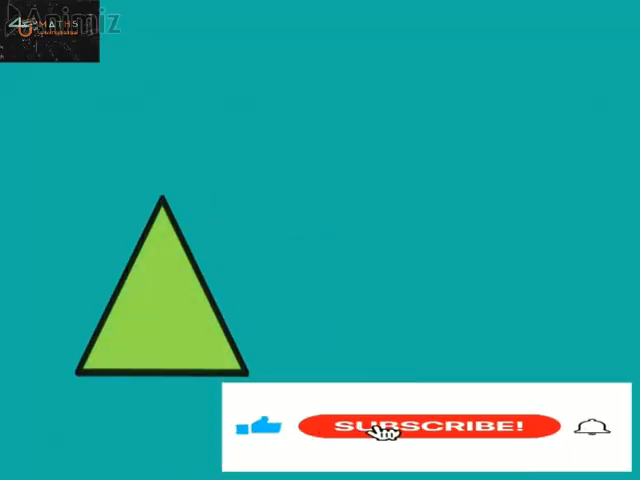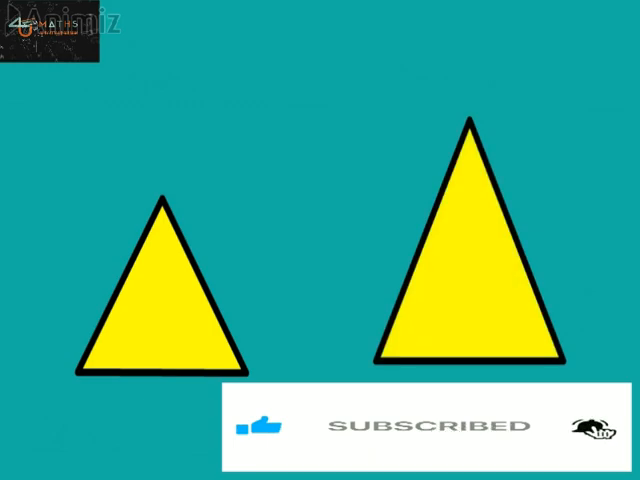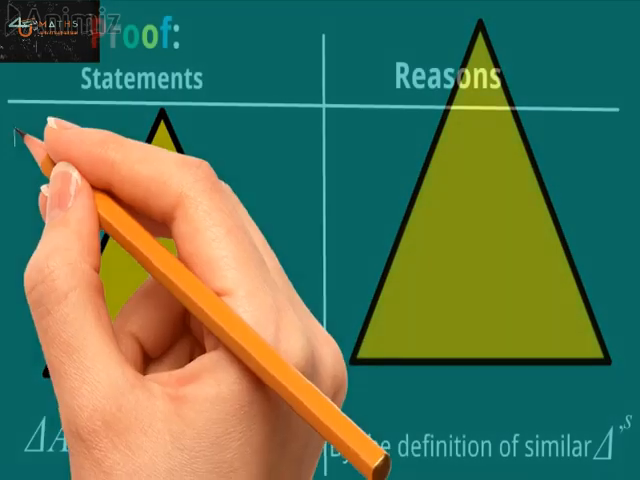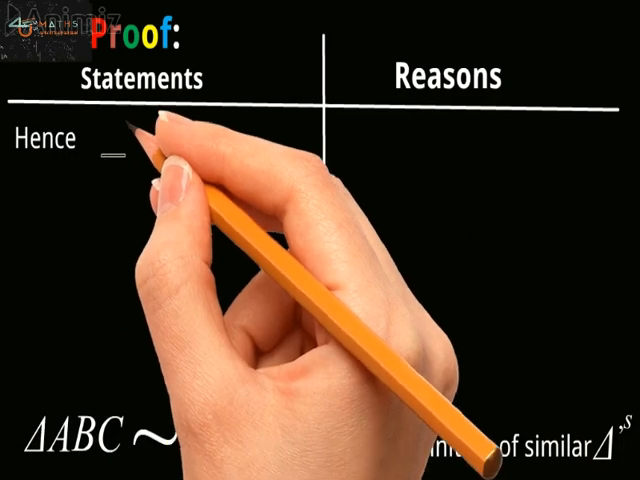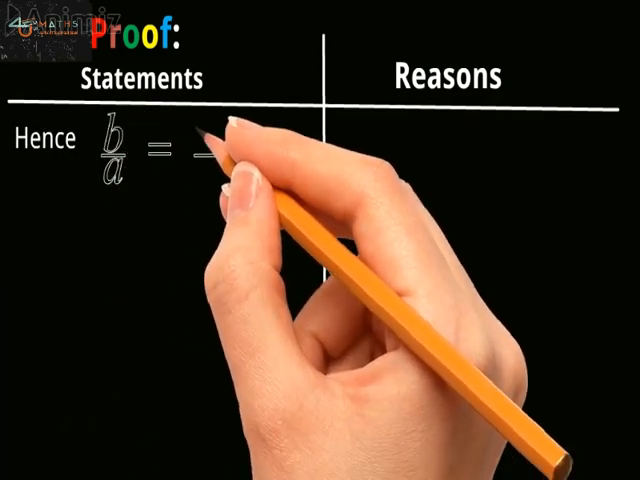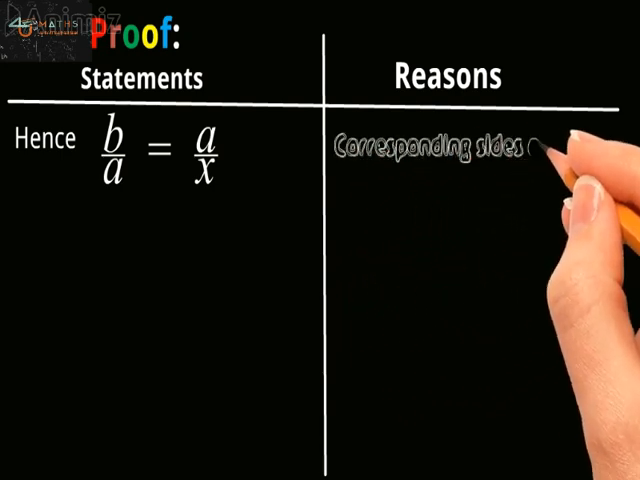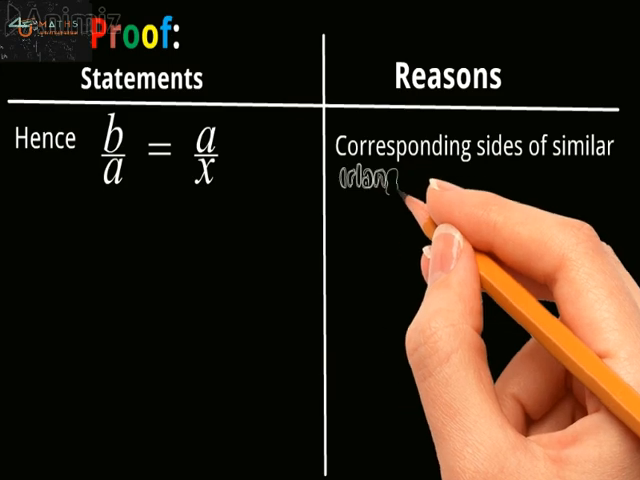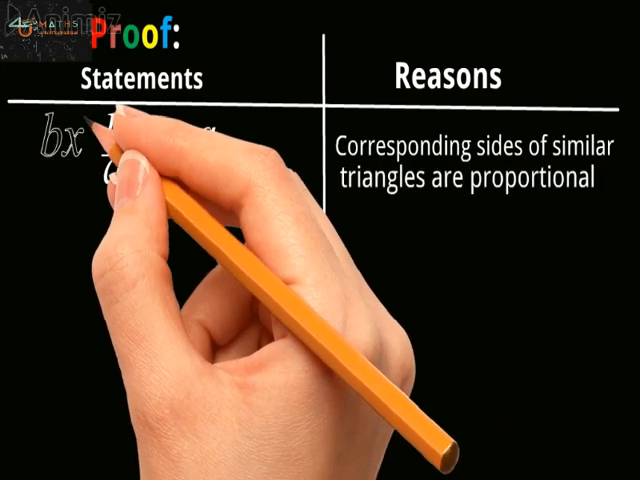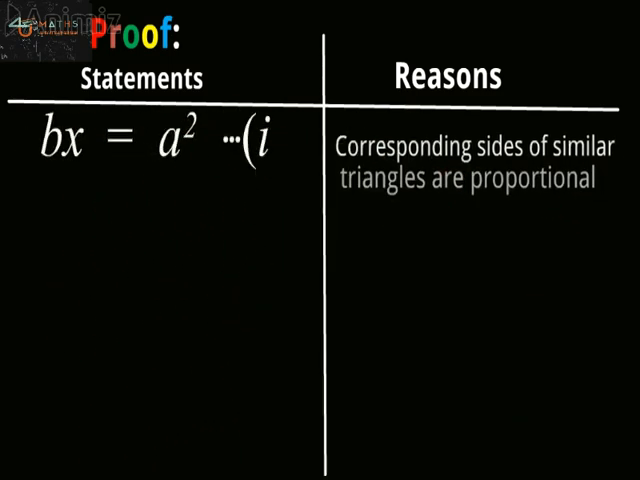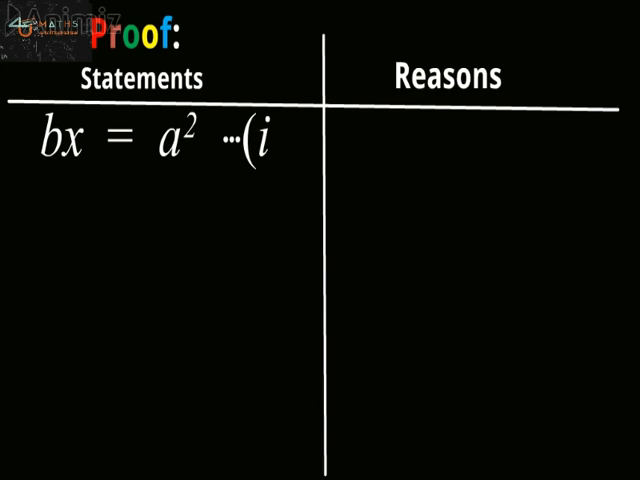As we know that if the triangles are similar, then their sides will be proportional. Hence, we can write that b divided by a is equal to a divided by x. The reason is that they are the corresponding sides of similar triangles. So simplifying, we have bx is equal to a square. Suppose this is our first equation.